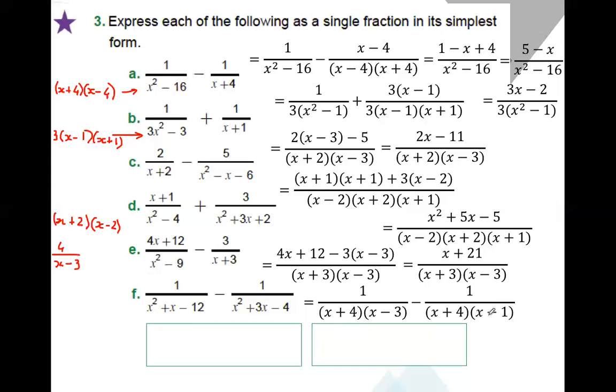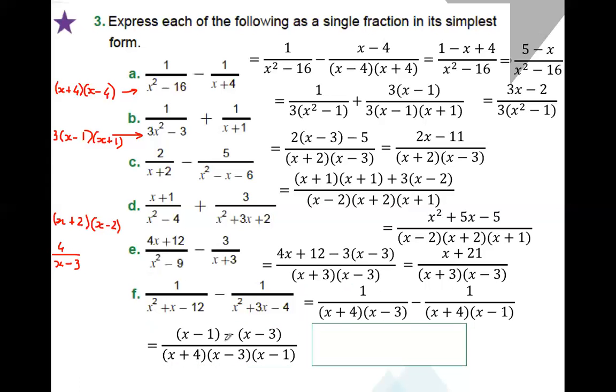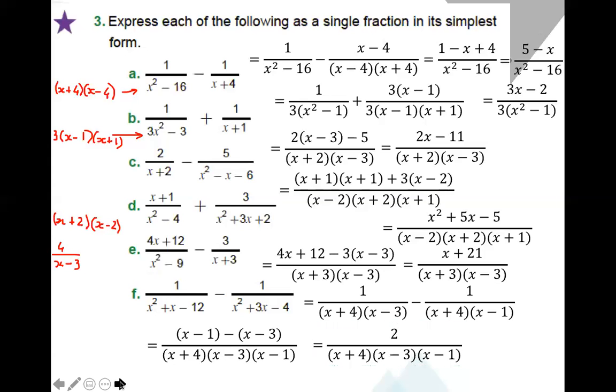So now I'm going to have to times this one by x minus 1 to get the common denominator here, and this side by x minus 3. So you get x minus 1 minus x minus 3, divided by all three factors here. So x minus x disappear, minus 1 plus 3 is just 2.